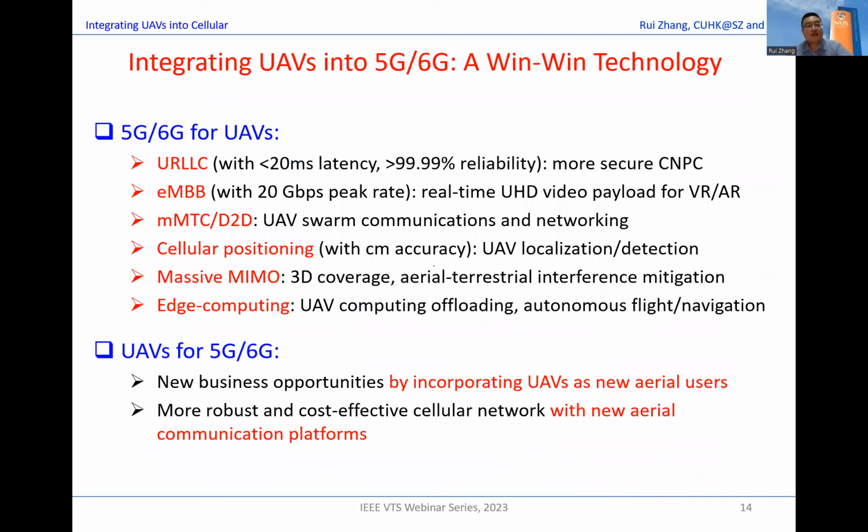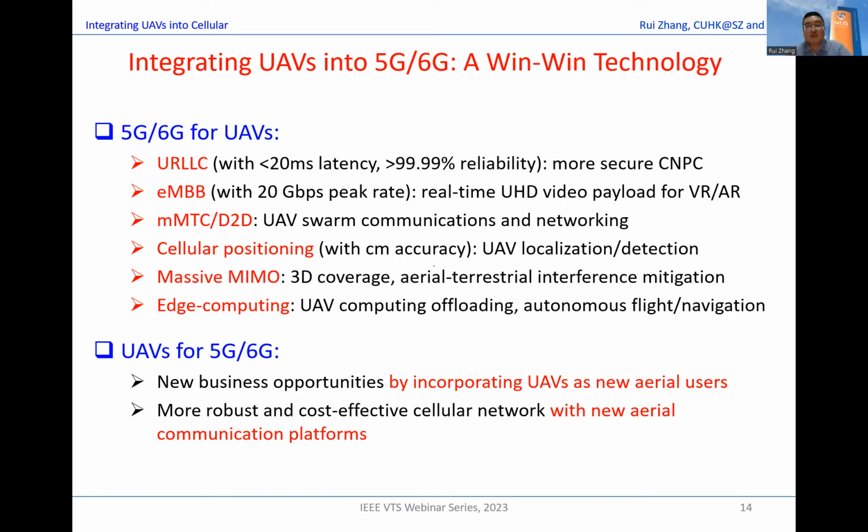So you can think that integrating UAV into future wireless networks like 5G and 6G, in my opinion, is a win-win technology for both the cellular industry and the UAV industry. Because from a UAV perspective, integrating UAV into 5G and 6G can significantly improve the UAV communication performance.